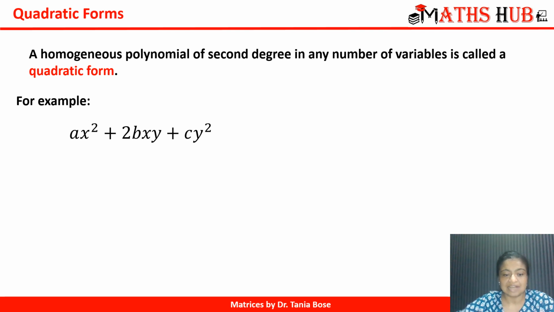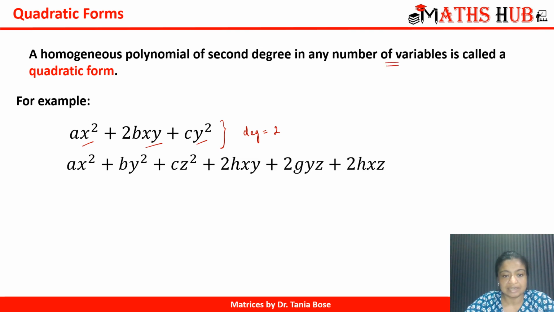You can see the first example where we have taken the polynomial as ax squared plus 2bxy plus cy squared. You can see that the entire polynomial has degree 2. All the terms, if you check, the first term has degree 2, the second term has degree 2, the third term also has degree 2. So this is a homogeneous polynomial. Homogeneous means the polynomial should have the same degree throughout. So this is a homogeneous polynomial of second degree. We can extend the same polynomial with 3 variables, with 4 variables, with any number of variables, right?